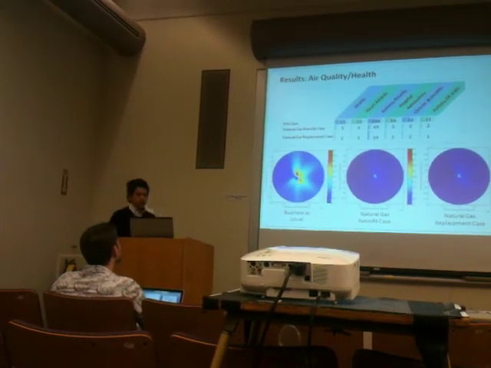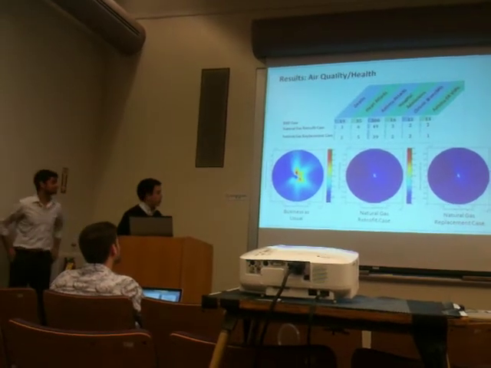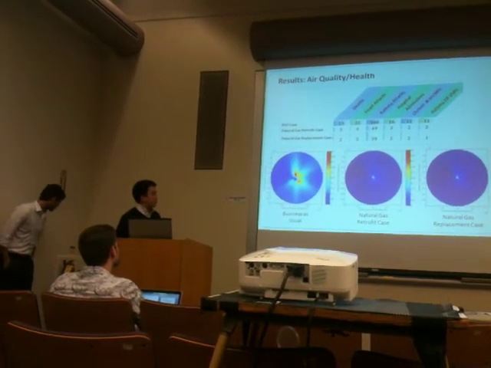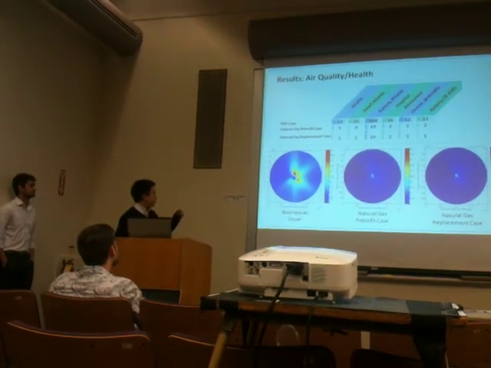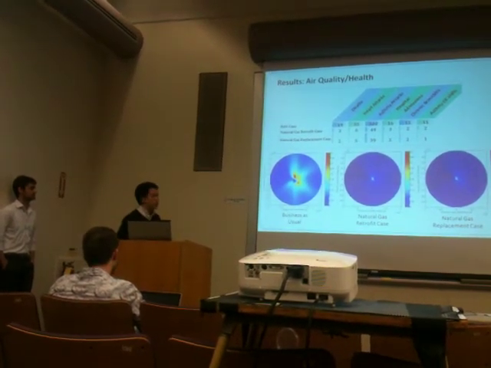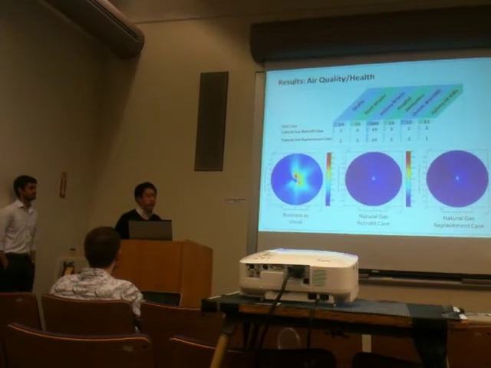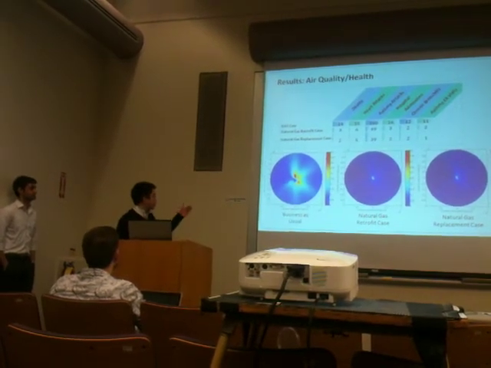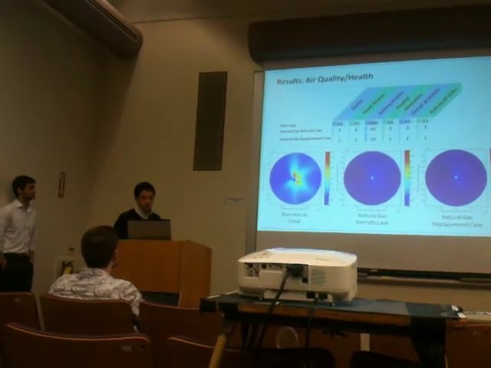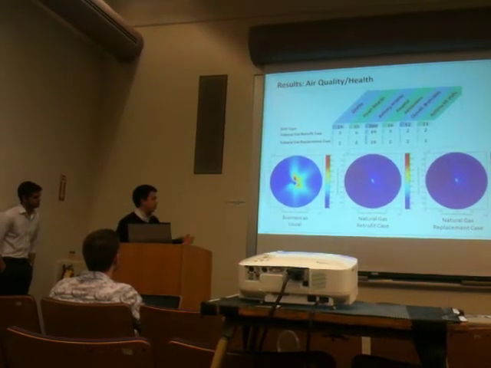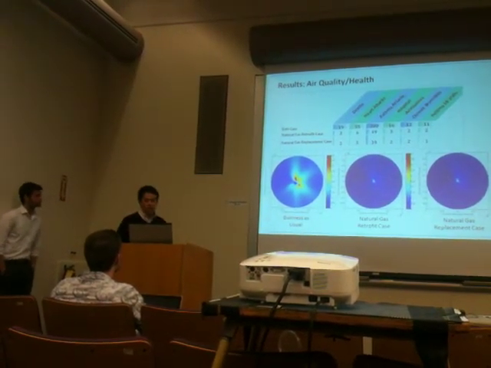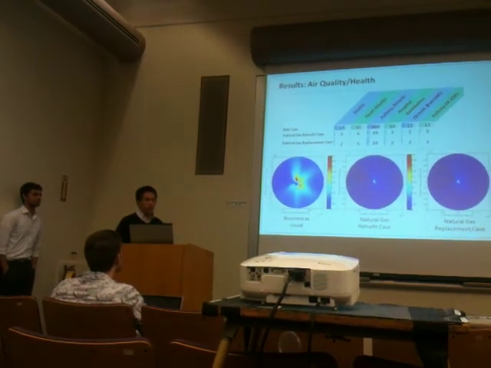Now for a discussion of the air quality and human health impacts. The bottom 3 plots illustrate the results of our AirMod runs. As you can see, the business as usual case results in the highest concentrations of pollutants around the plant. The average of that is 0.2 micrograms per meter cubed. Going to the natural gas retrofit and replacement cases decreases that by a factor of 4.